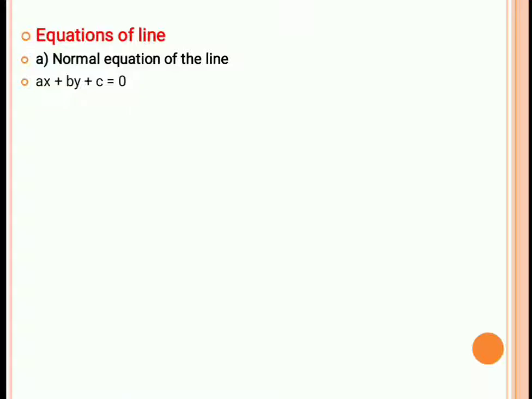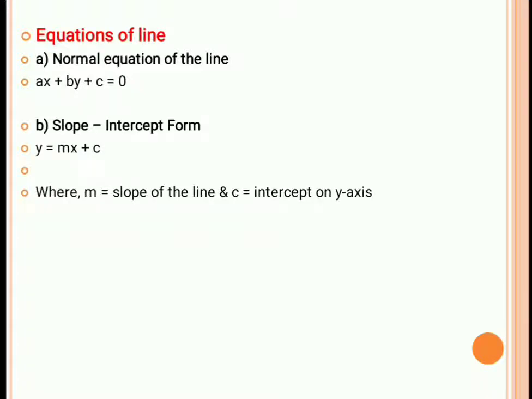Next, equation of line. If there is a line in the Cartesian coordinate system, then the normal equation of line is ax plus by plus c, where a, b, c are constants. Now, there are several equations of lines which you need to remember. First is the normal equation of line, that is ax plus by plus c. The second form of line equation is the slope and intercept form. What is slope and intercept form?